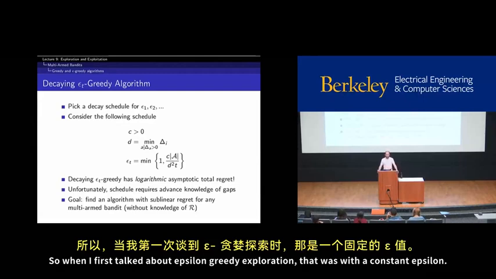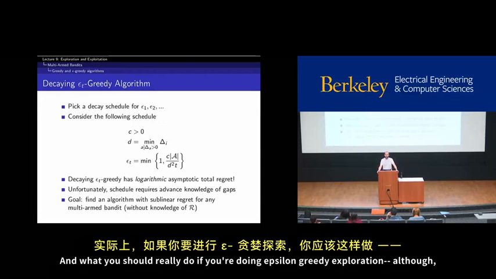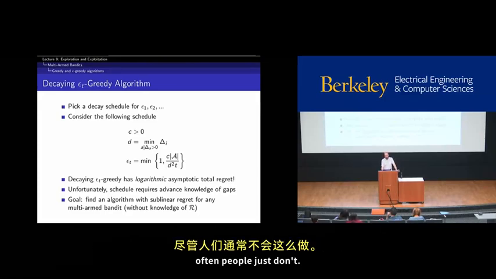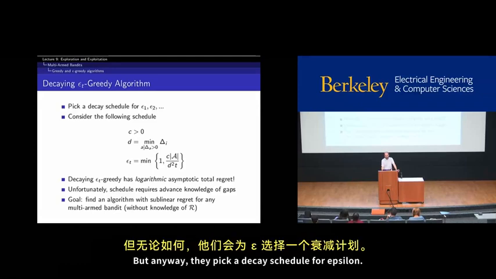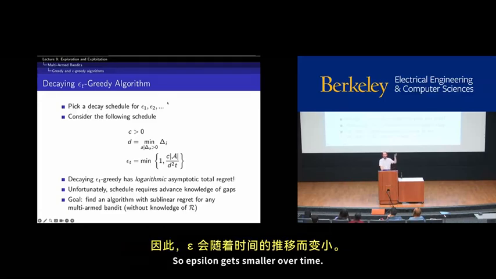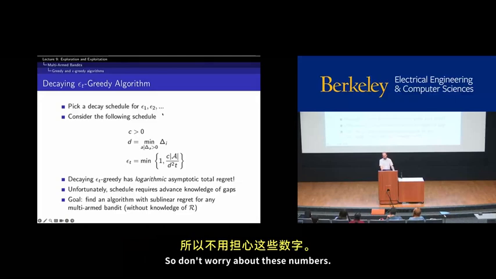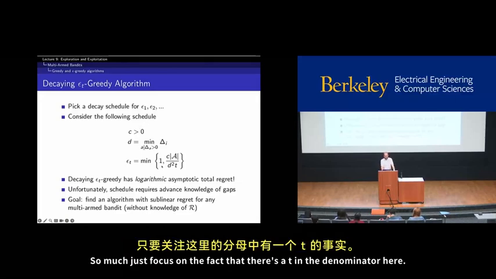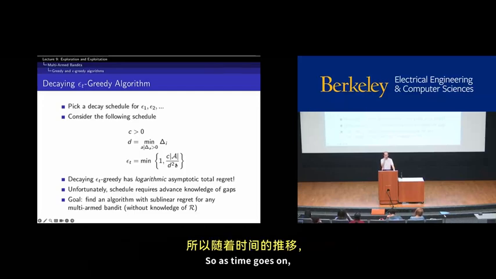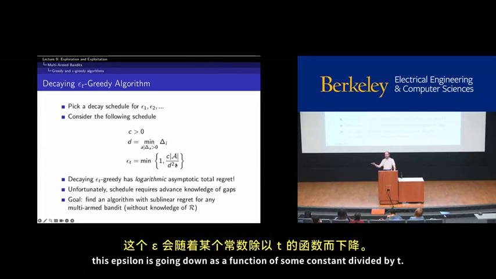So when I first talked about epsilon greedy exploration, that was with a constant epsilon. And what you should really do if you're doing epsilon greedy exploration, although often people just don't, is pick a decay schedule for epsilon. So epsilon gets smaller over time. Don't worry about these numbers so much. Just focus on the fact that there's a t in the denominator here. So as time goes on, this epsilon is going down as a function of some constant divided by t.